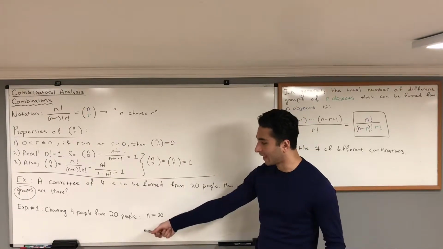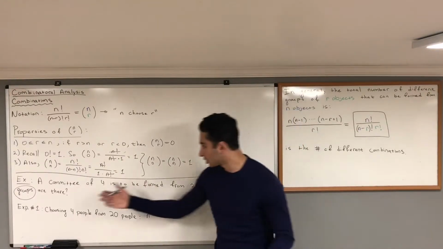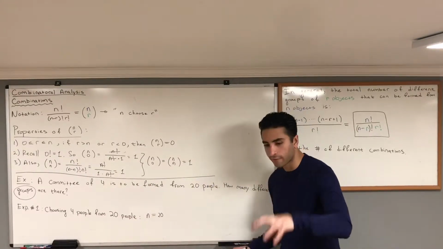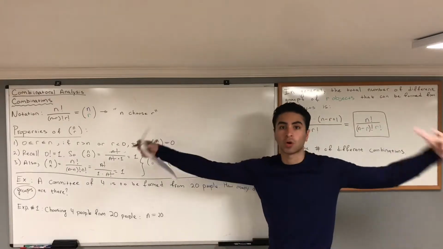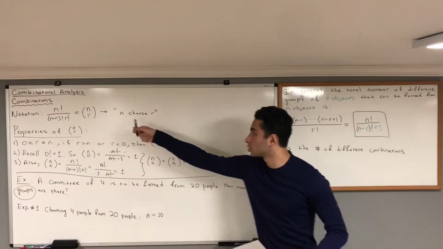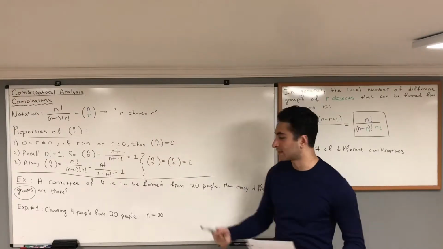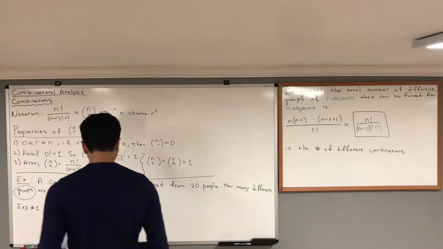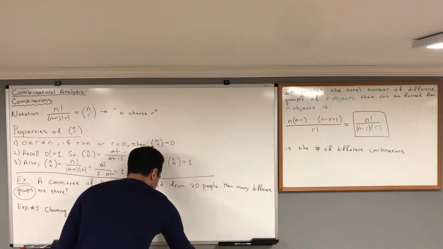Another way to find the N is to look at the question. You're choosing 4 people from the 20, the larger pool of people. N choose R: 20 choose 4 people. That's another way you could find your N and your R. And so your R must be 4 then.